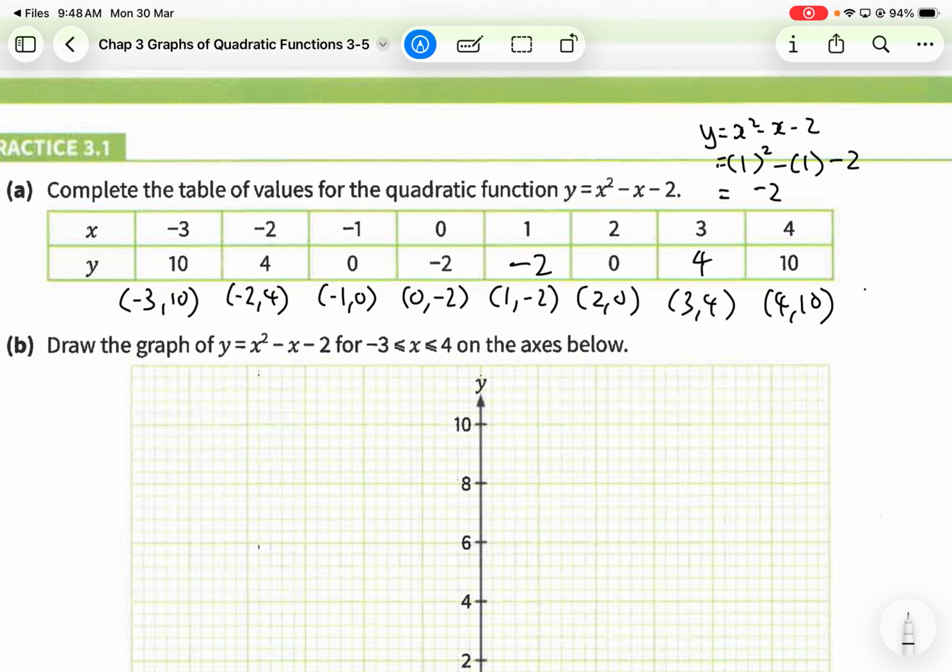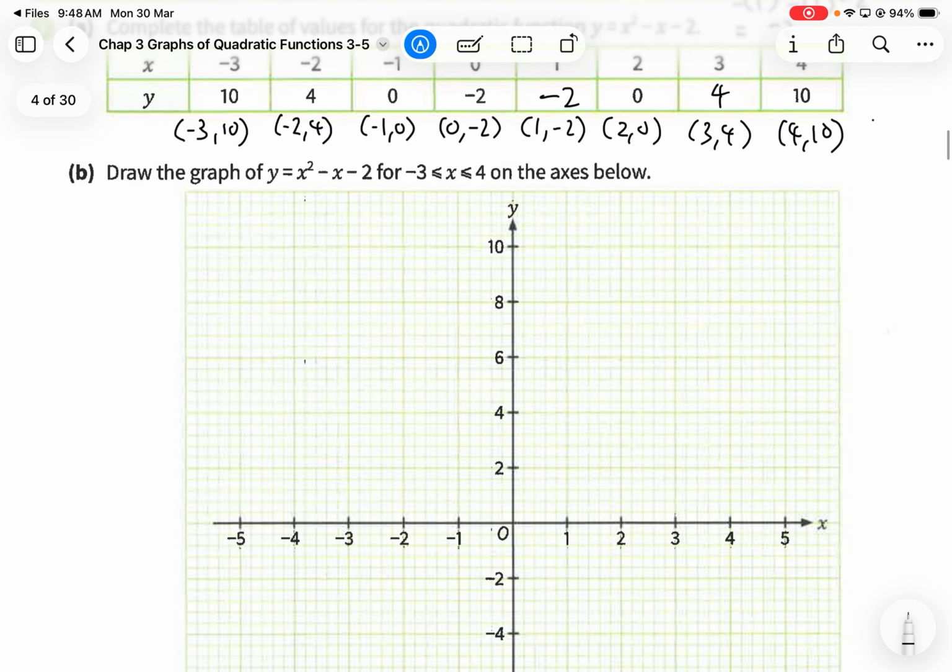Okay, so from these 8 coordinates, we are going to plot them onto the graph. The first number is your x coordinate. It tells you how left and how right. The second number tells you how high and how low. So minus 3, 10: left and right is here, minus 3. Up and down, I go up until 10. So minus 3, followed by 10. X followed by y, horizontal followed by vertical. So I will have one point over here.